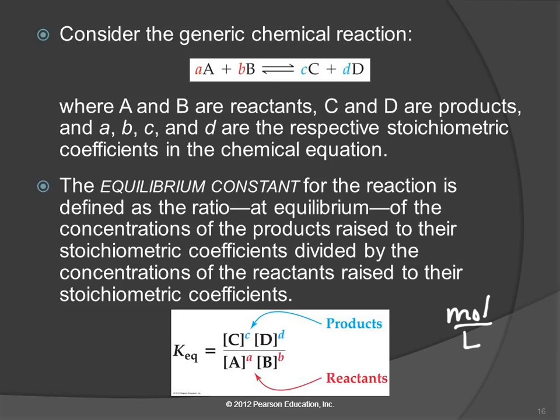So the concentration of C in moles per liter times the concentration of D, so it's the products, and then if they have a coefficient, it's raised to a power. So if the coefficient of C here was 2, that would be the concentration of C squared. Whatever the coefficient is, it becomes the power. The products divided by the same thing with the reactants. So we've got the reactants A and B. We're going to look at the concentration of A times the concentration of B, and it'll be raised to a power equal to the coefficient from the balanced chemical equation.